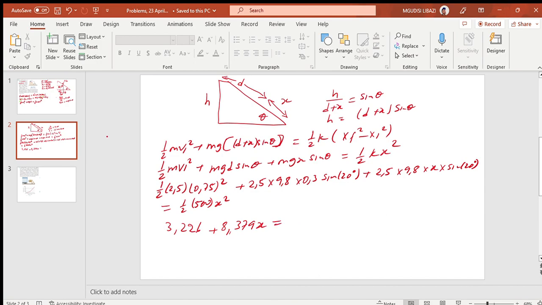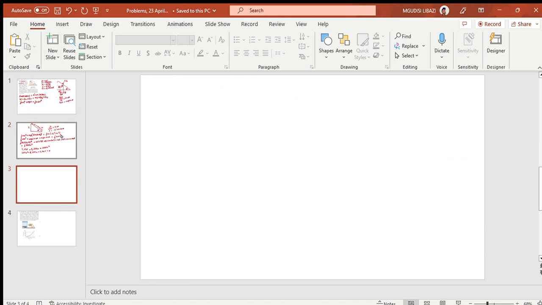Of course, we also have the variable x here. So we have 250 multiplied by x squared. Taking all these other variables to the same side, we're going to have 250 x squared minus 8.379x minus 3.226, and that's equal to 0. So from here we can use the quadratic equation to solve that.